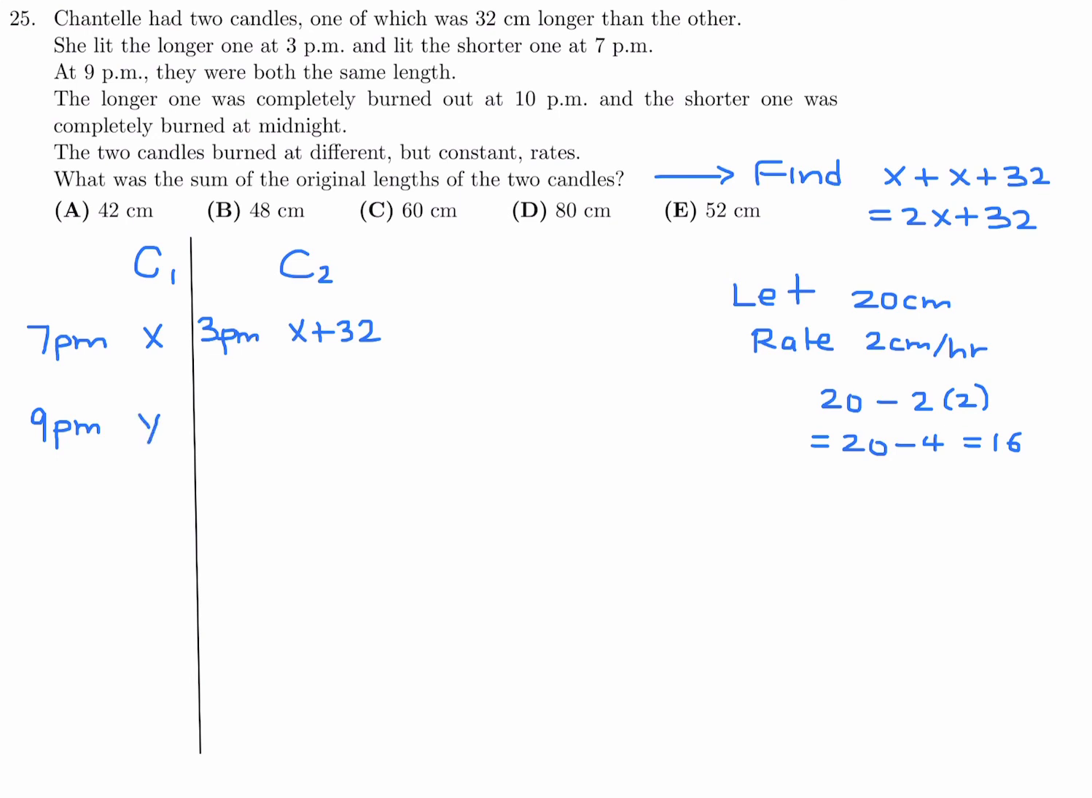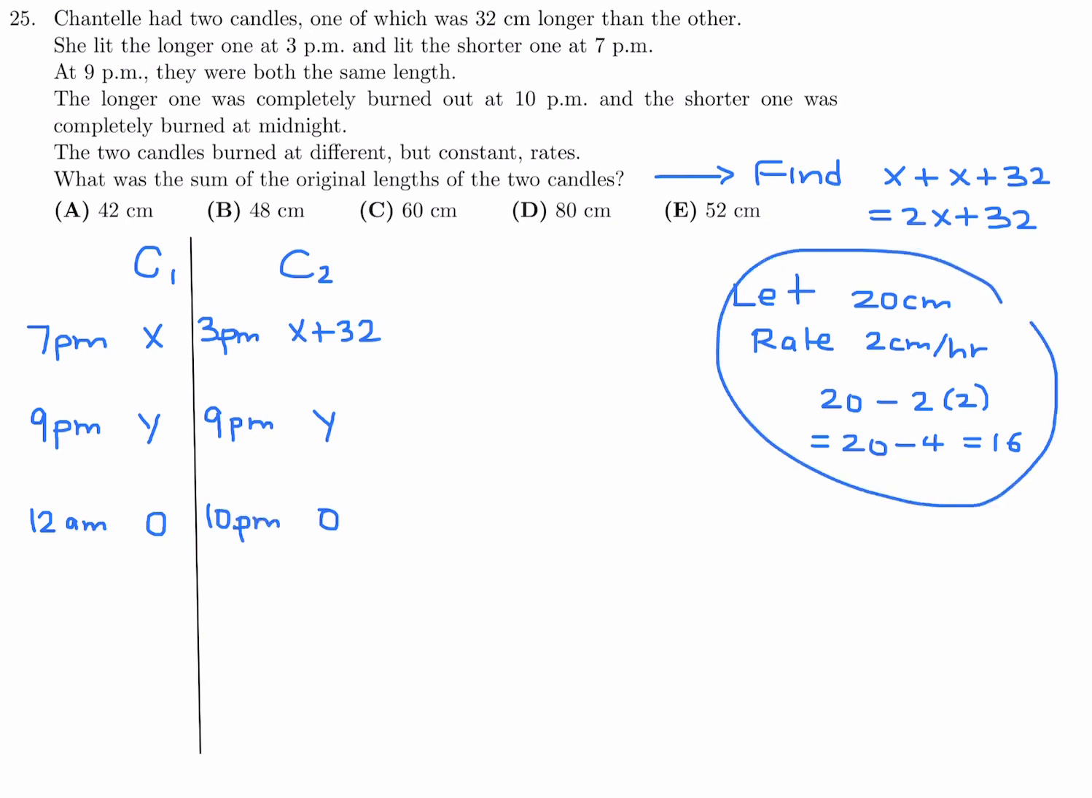All right. So I'll call it y. I have no idea what the length is. So we'll just say y, because they're both the same length. Therefore, I can call both of them y. And then at the very end, they're saying that eventually the length becomes 0. So for candle 1, that happens when the shorter one completely burned out at midnight. So 12 a.m., right? Midnight is 12 a.m. And then 0 for candle number 2, which is 10 p.m. Okay, so that's the setup, right?